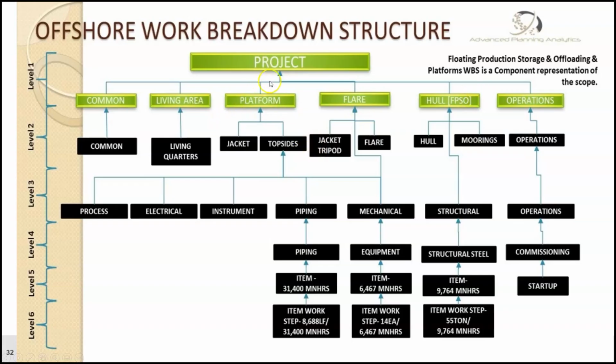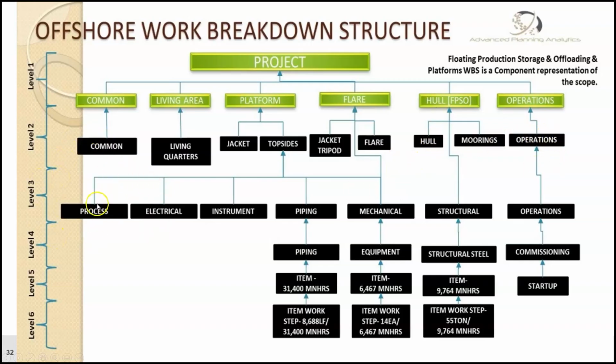Now, again, you'll see project, and then beneath that, you'll see the level 1.5, level 2 would be the pieces themselves that we overlaid: common, living area, platform, flare, hull. And then as you get further into a breakdown, you'll find smaller pieces, like the platform could be broken out into the jacket and topsides. The flare could probably be broken out, the hull and the mooring, etc.